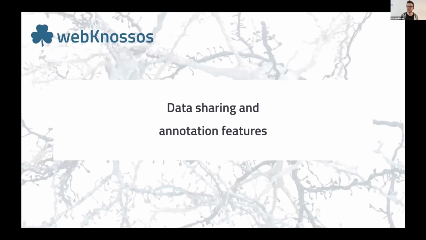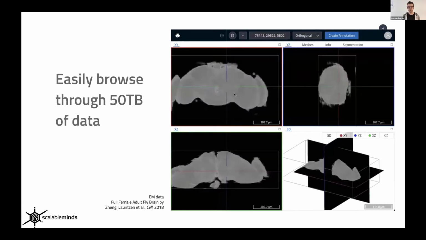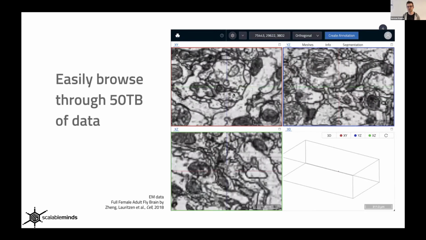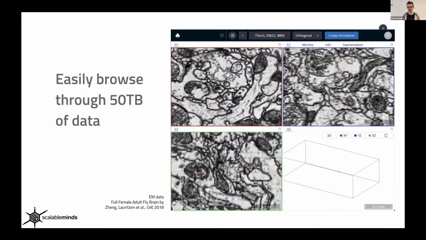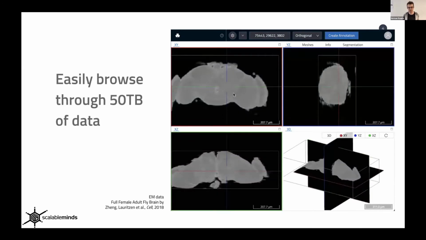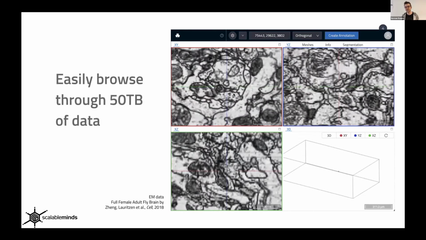I first want to talk about the data sharing and manual annotation features of webKnossos. So as the name suggests, it's a web-based tool. So you can open up a browser and easily browse through very large data sets from a moderate internet connection. Like the animation here is not sped up. This is a 50 terabyte data set that you might have seen. It has been published 3 years ago, and it's around 50 terabytes in size.